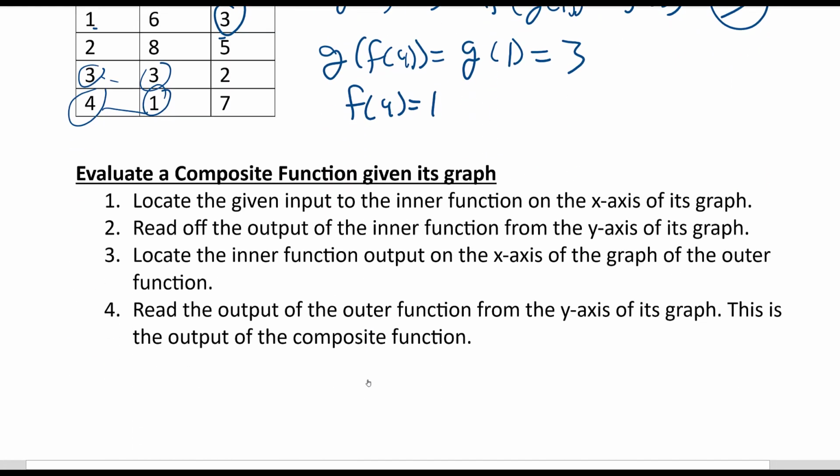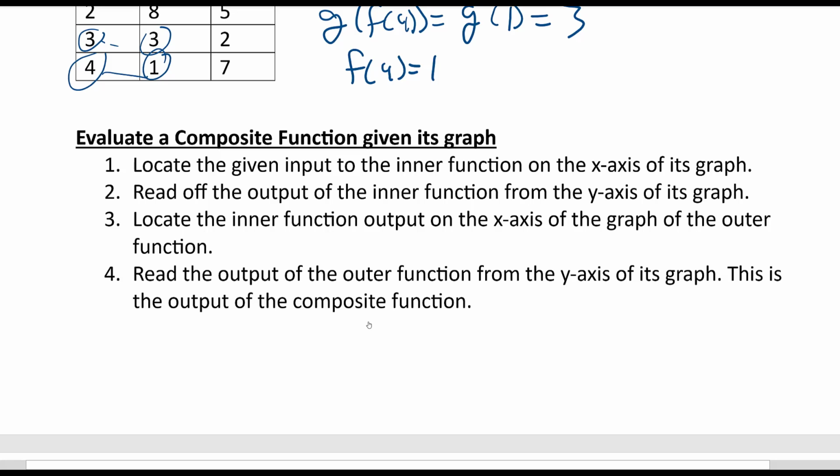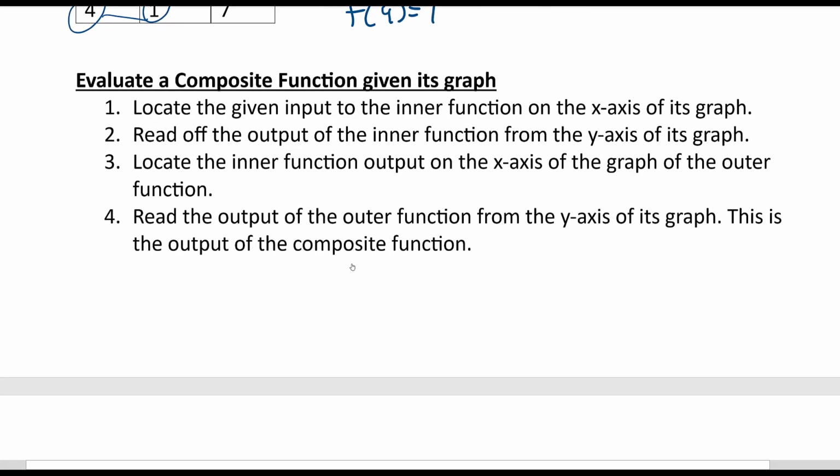And we'll look at evaluating a composite function given its graph. So locate the given input to the inner function on the x-axis of its graph. Read off the output of the inner function from the y-axis. Locate the inner function output on the x-axis of the graph of the other function. Read the output of the outer function from the y-axis of its graph. This is the output of the composite function.